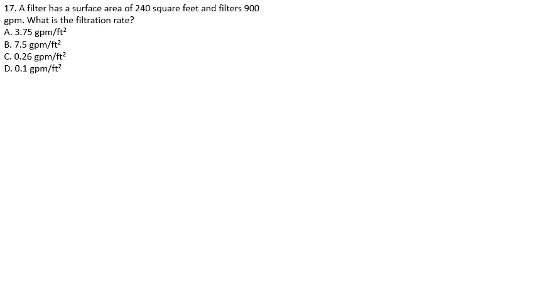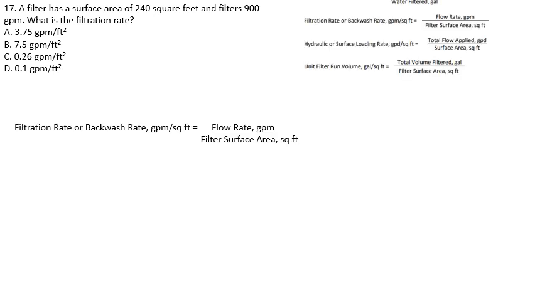Question 17. A filter has a surface area of 240 square feet and filters 900 gallons per minute. What is the filtration rate? Filtration rate or backwash rate is flow rate in gallons per minute divided by the filter surface area in square feet. We've already given you these, so we don't have to solve for anything else. 900 gallons per minute divided by 240 square feet comes to an answer of 3.75 gallons per minute per square foot.